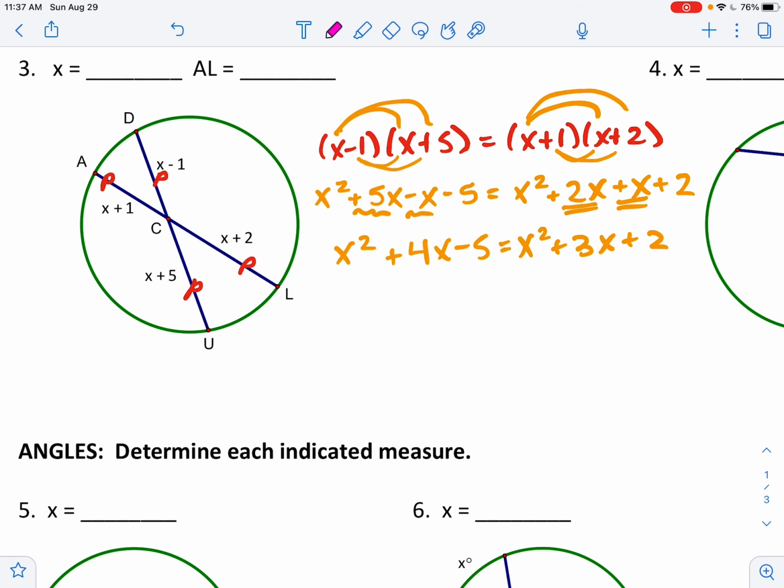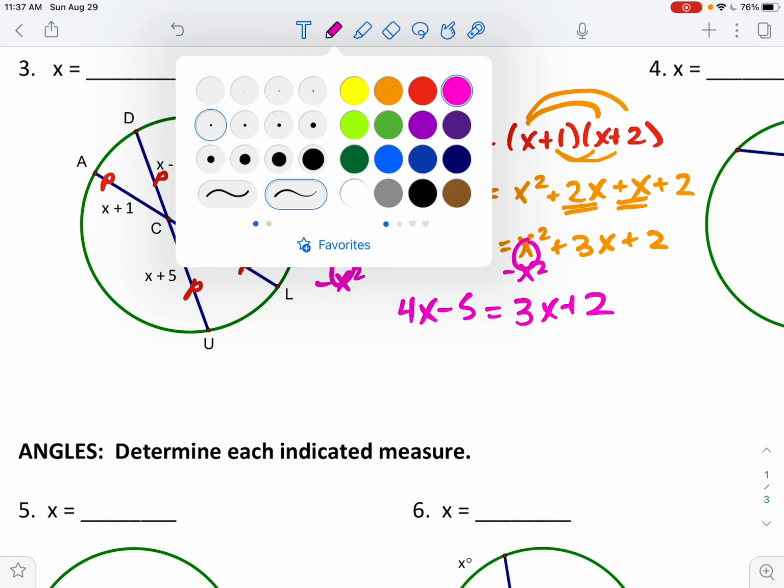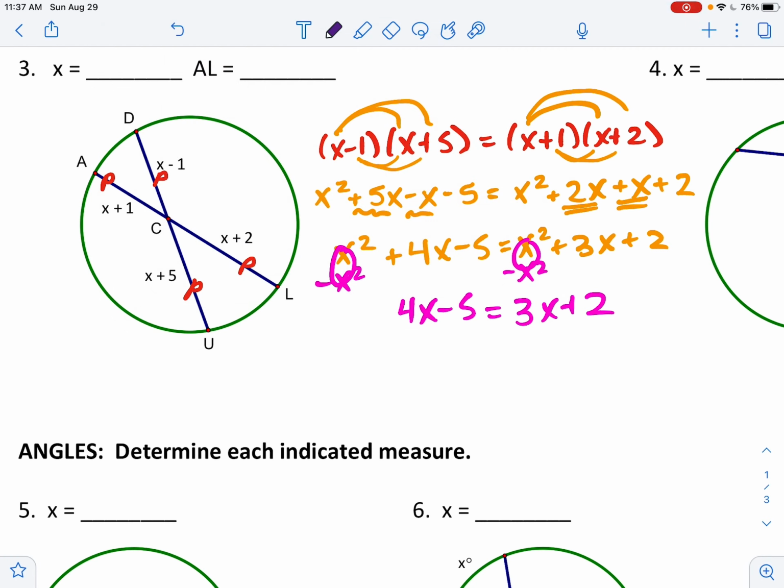First thing I want to do is move the x squareds. They're both positive 1x, so if I subtract 1 away from both sides, it's going to cancel on both sides. X squared minus x squared is 0. So now I'm left with 4x minus 5 equals 3x plus 2. Now I want to move the smallest x. So 3x is smaller than 4x. That's the one I'm going to subtract away.